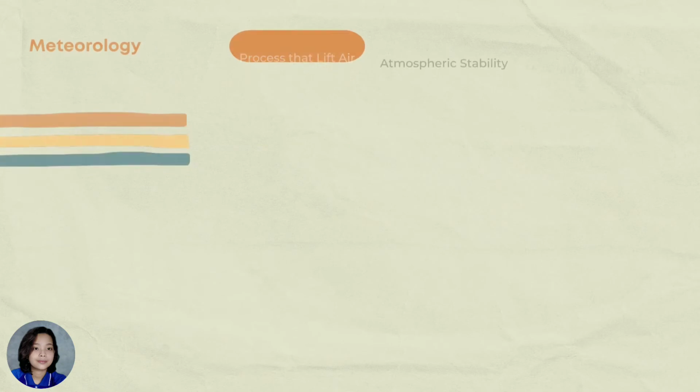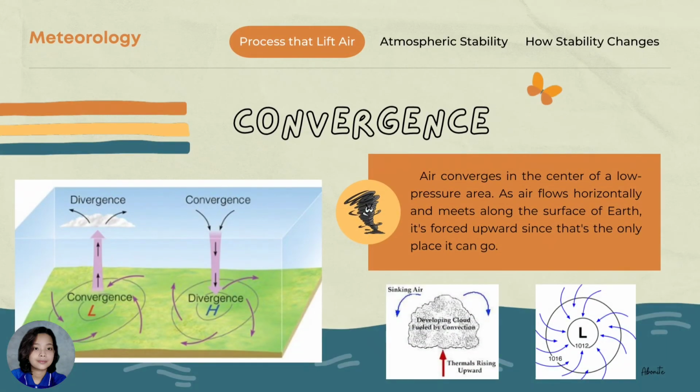Next, we have convergence, which is when air converges in the center of a low pressure area as air flows horizontally and meets along the surface of Earth. It's forced upward since that's the only place it can go. Convergence is responsible for some well-known weather events like hurricanes and cyclones. In fact, these storms only survive if wet air continues to converge in the center, and if it stops, they die out.